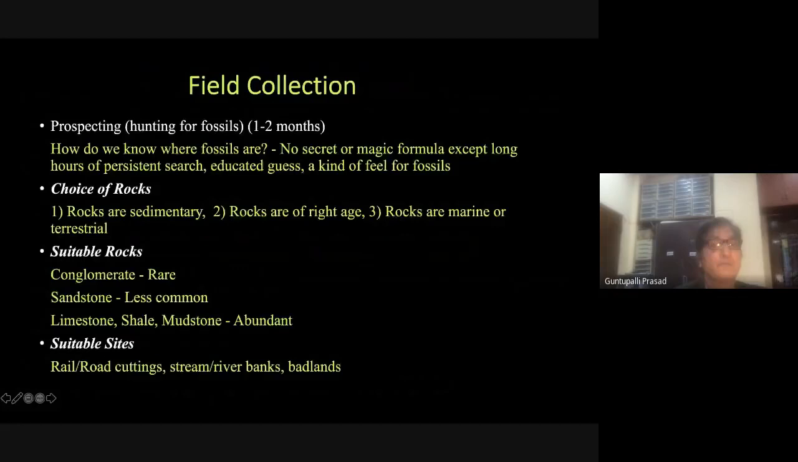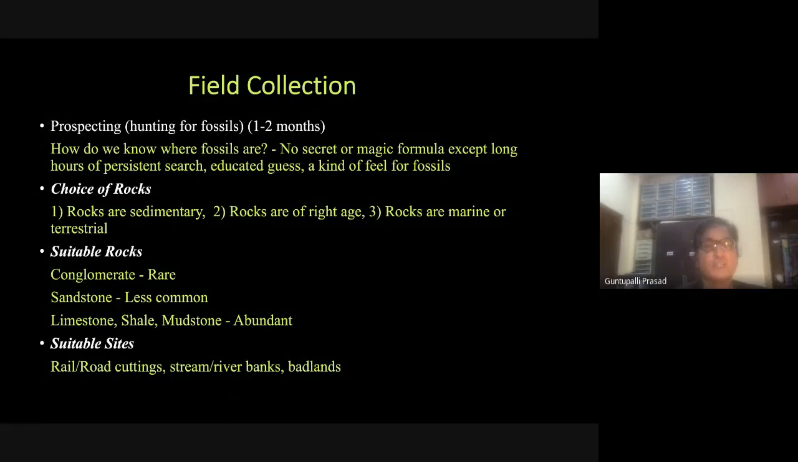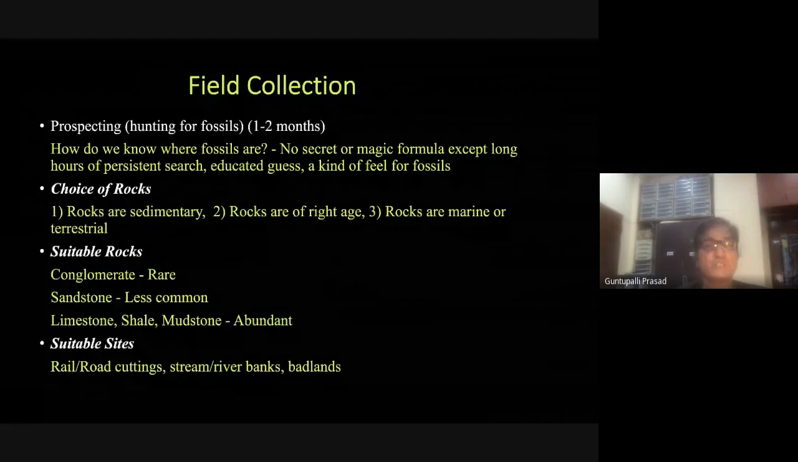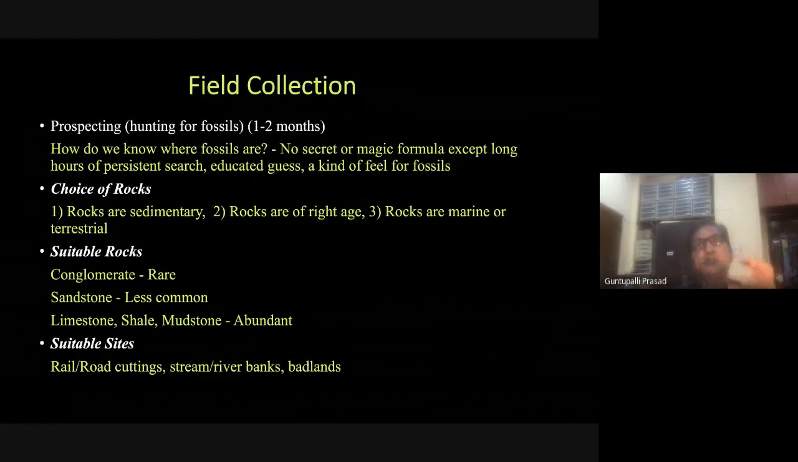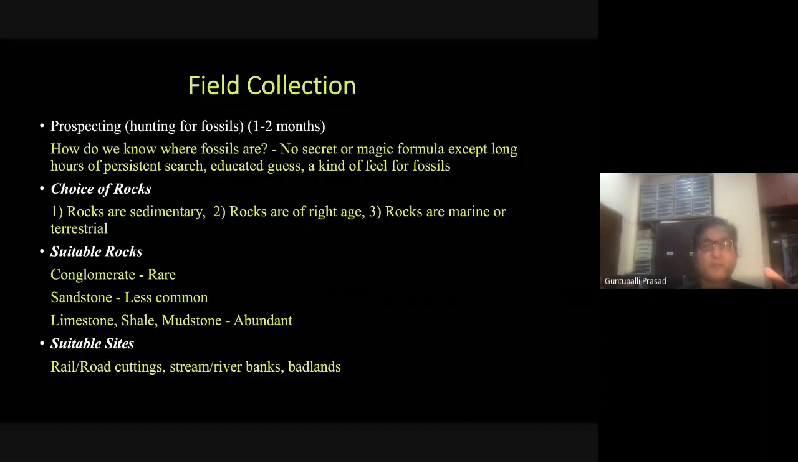And on field collection, most of the time students ask me, even in our classes, what is the secret behind finding a fossil in the field? There are no such secrets, there are no magic formulas, because it's only sheer hard work. You have to spend a lot of time in the field looking for the sediments which are yielding the fossils, and you need to have a kind of feel for the fossils. That happens only once you spend some time in the field, say 10 days, 15 days. Once you find the fossils, then you realize what they are made up of and how they look. Those things you can guess after field observations.